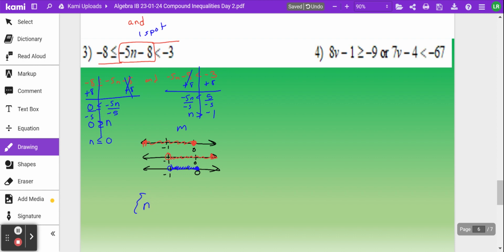Okay, so my final answer talks about both of them. I should talk about the -1 first. So the n is greater than -1. The word and is less than or equal to 0. And that one is done.